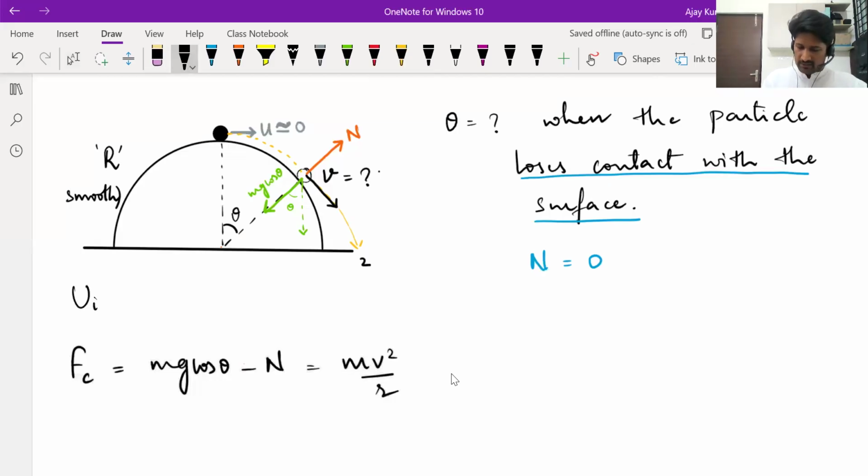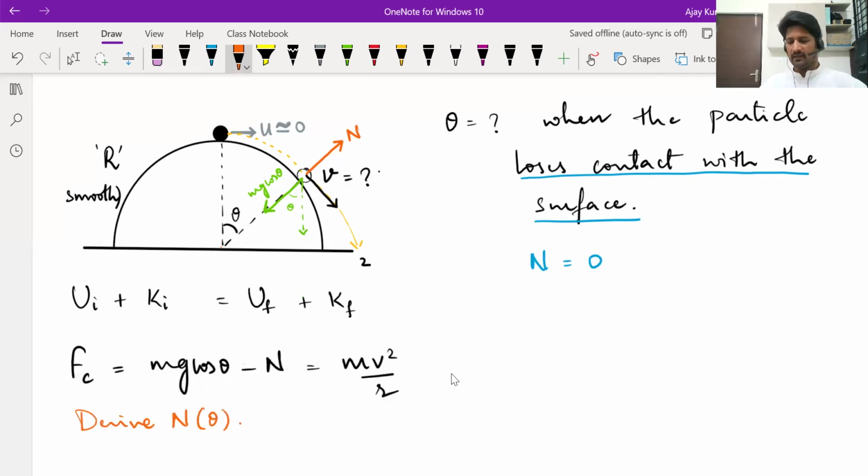Ui plus Ki is equal to Uf plus Kf. So using these two equations, you can derive normal force as a function of the angle theta. And then in that equation, once you derive normal as a function of theta, substitute normal force as 0 and get theta from there.